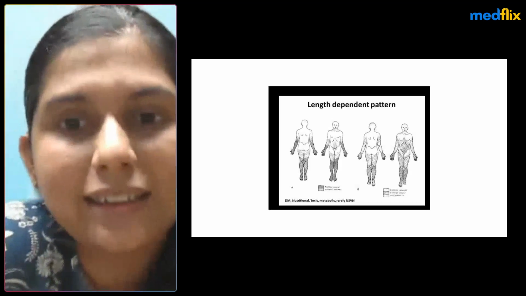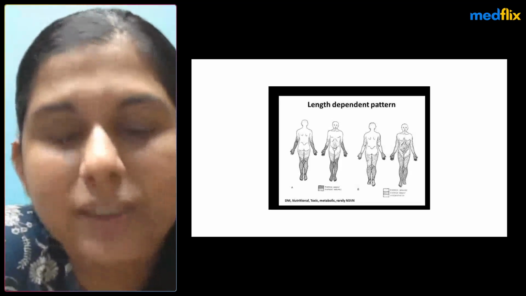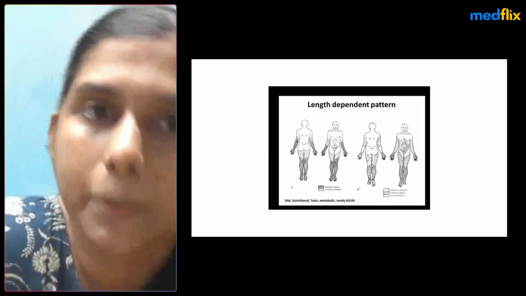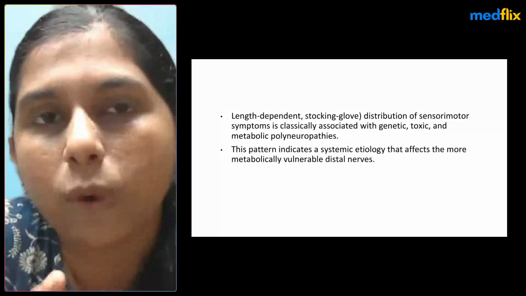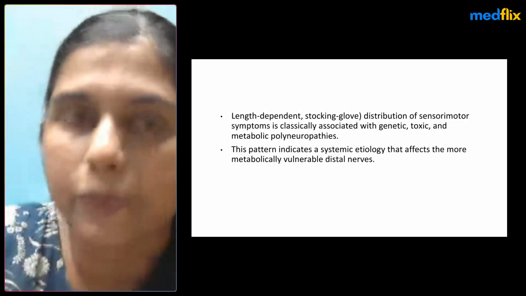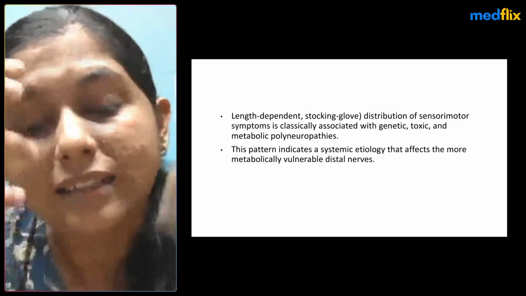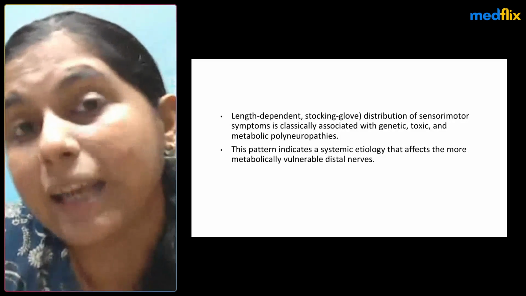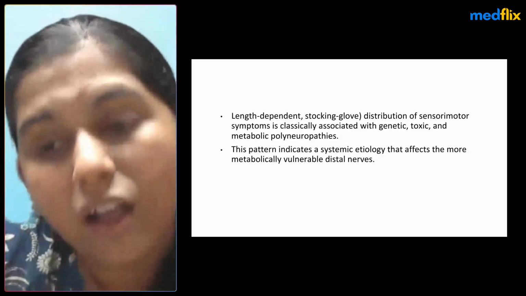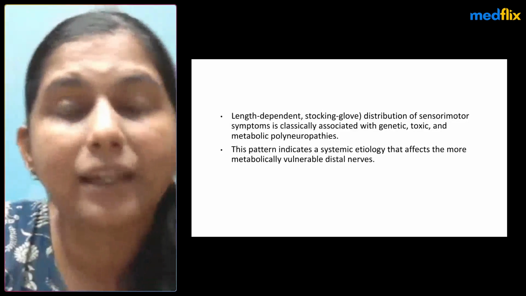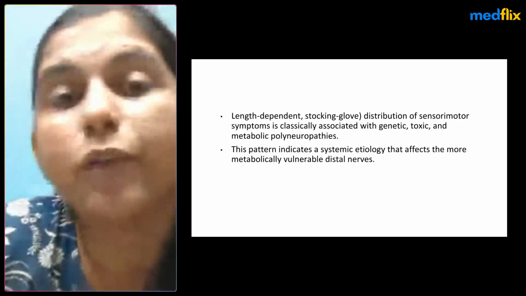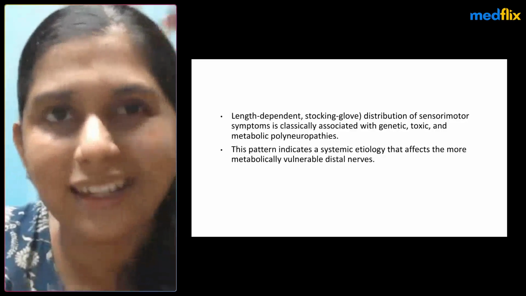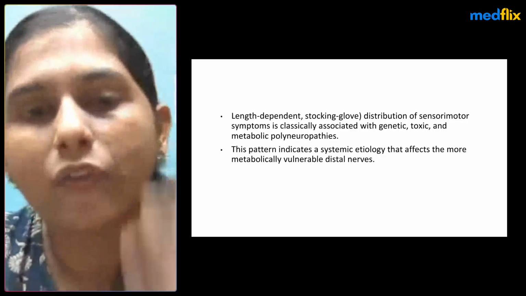So this is the classical length-dependent pattern which we can see in diabetes, nutritional deficiencies, and toxin-induced or metabolic causes. And again, it is what we call the stocking and glove type of sensory loss. What we usually say is that it starts with the feet, and by the time it reaches the mid-thigh, the finger sensation starts getting impaired. By the time it ascends further and reaches the mid-forearm, the anterior abdominal sensations are affected. So basically, it really depends on the length of the nerves involved.